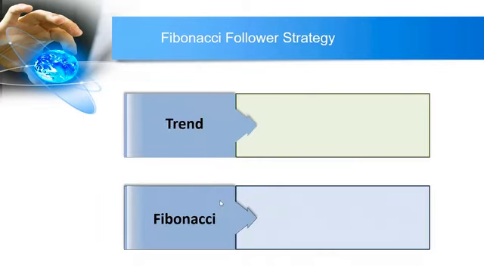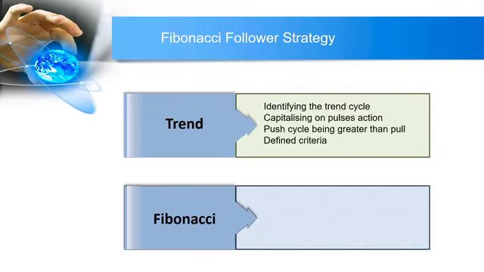The strategy is called the Fibonacci Follower Strategy, and you'll understand why as we go through it. First of all, we take the trend. You identify the trend cycle, and you know how to detect now a trend down starting and a trend up starting. You're going to capitalize on those push cycles, whether it's up or down, because the push cycle is going to be greater than the pull cycle. And it has a defined criteria for this strategy.